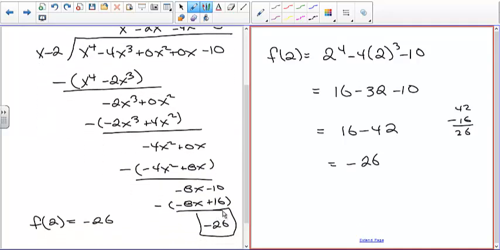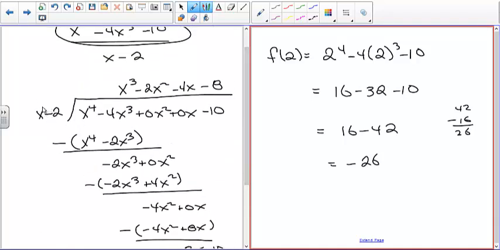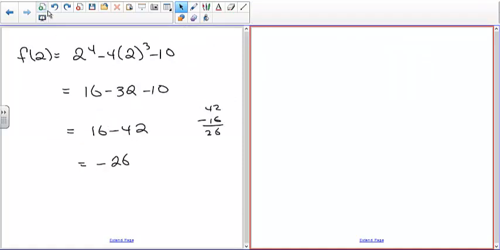I'm not going to ask you to, I'm just asking you what the significance of that is. And the significance is the remainder is the value of the function at the zero corresponding to this factor. Okay. Two more problems.